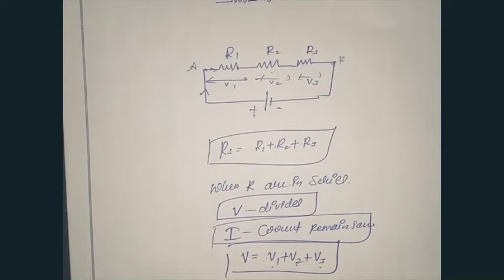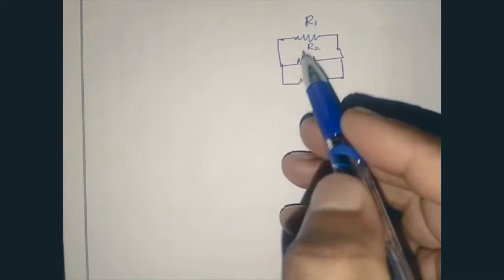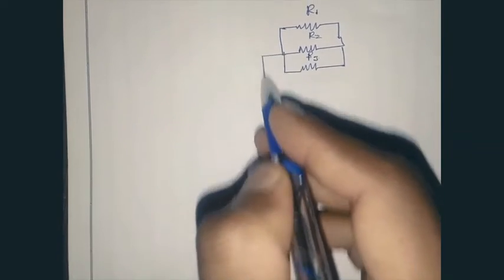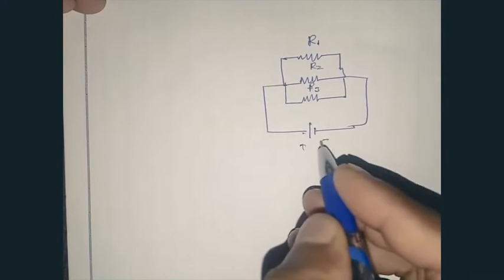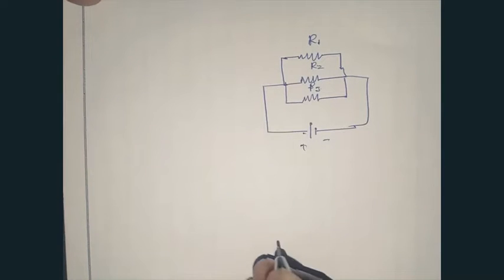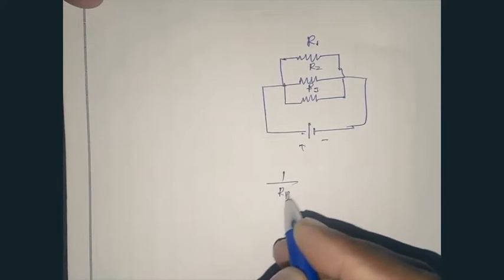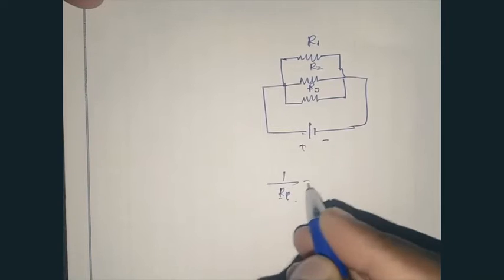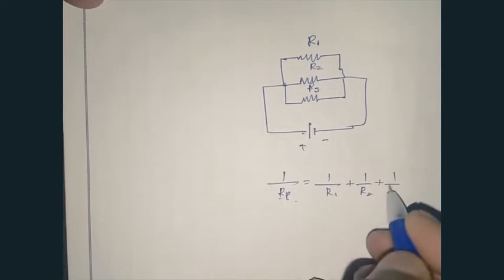Next, if we move to the parallel combination, you can see here there are three resistors R1, R2 and R3. If I connect this to a battery, what happens? The effective resistance of these three resistors, you can write as 1 by Rp, where p is parallel, the effective resistance in parallel, is 1 by R1 plus 1 by R2 plus 1 by R3.